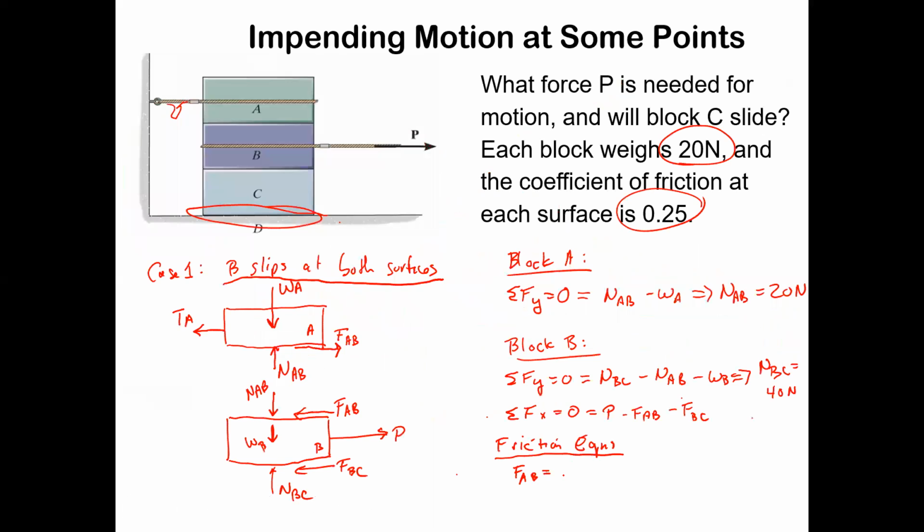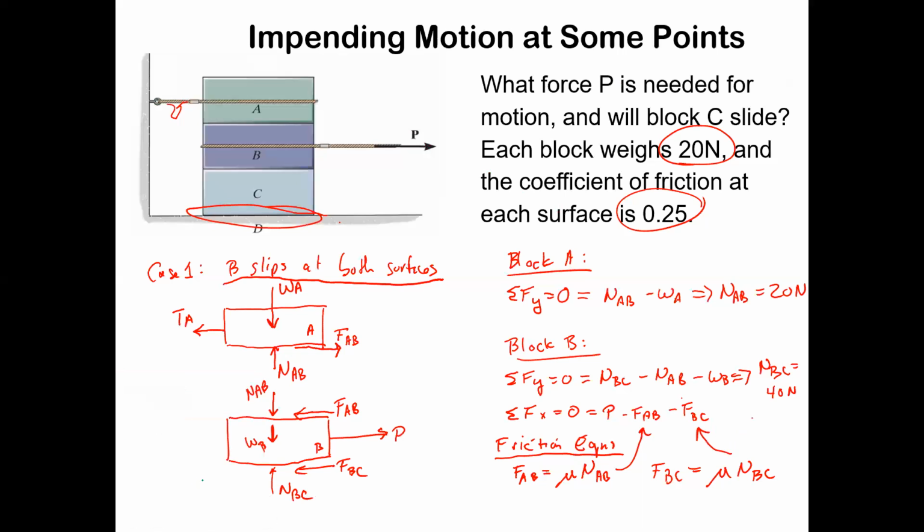So the FAB is mu s, or just mu, times NAB, right? And what about FBC? If it's moving at that boundary, what must it be as well? It must be mu times NBC, right? So you plug these in. You know what NAB is, you know what mu is, you know what NBC is, and you know what mu is. So this tells you the answer in this case.